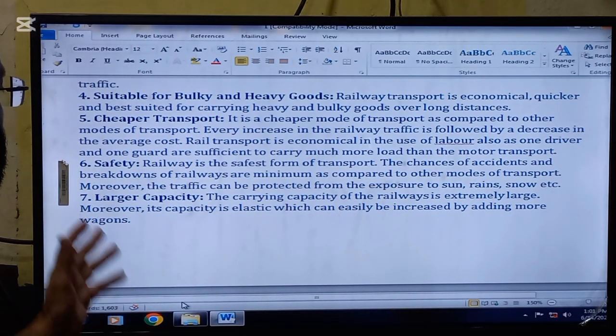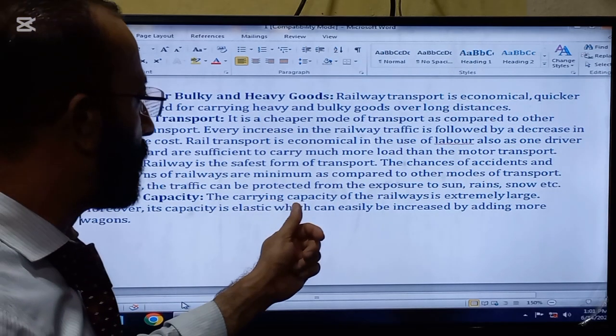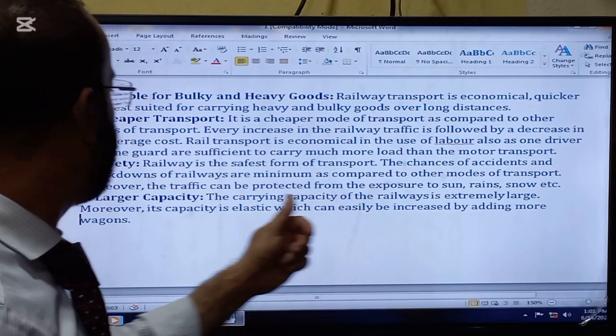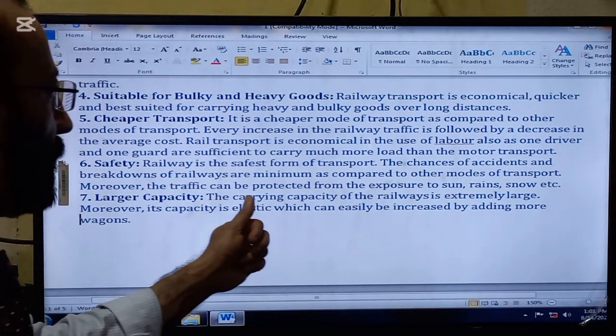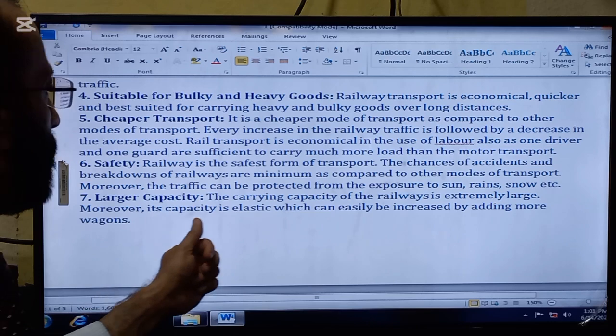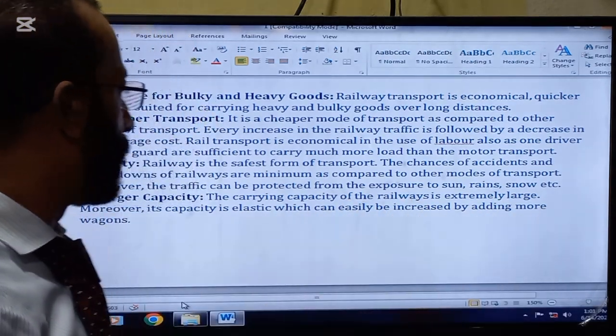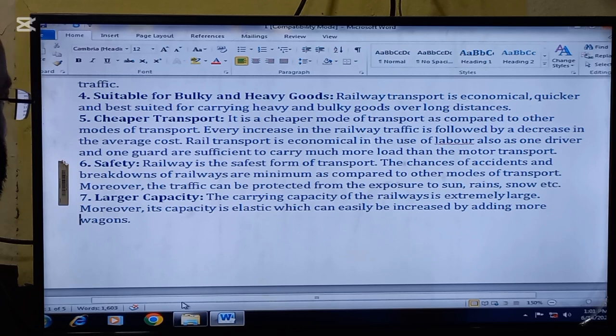Next advantage is safety. Railways is the safest form of transport. The chances of accidents and breakdowns of the railways are minimum as compared to the other modes of transport. Moreover, the traffic can be protected from exposure to sun, rains, snow, etc. So these are the advantages of rail transport.